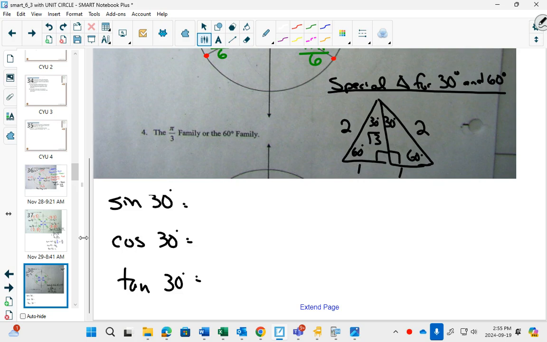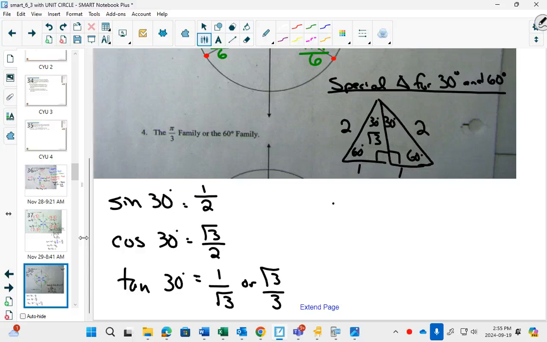Sine of 30, opposite over hypotenuse, 1 over 2. Cos of 30, adjacent over hypotenuse, root 3 over 2. Tan of 30, opposite over adjacent, and if you rationalize the denominator, you get root 3 over 3.